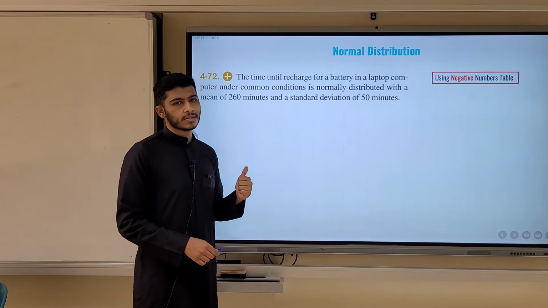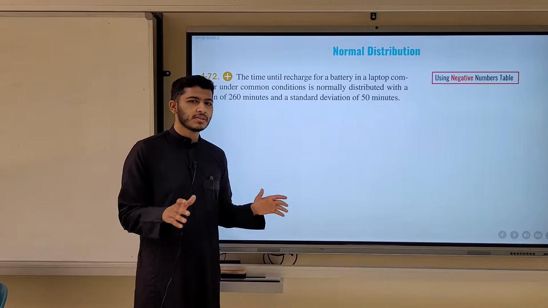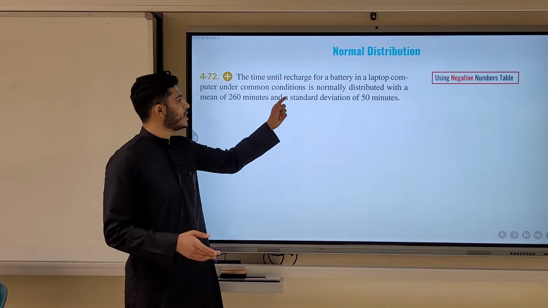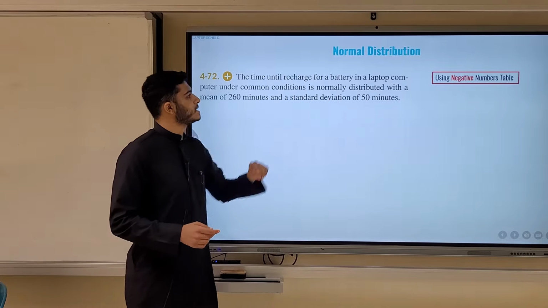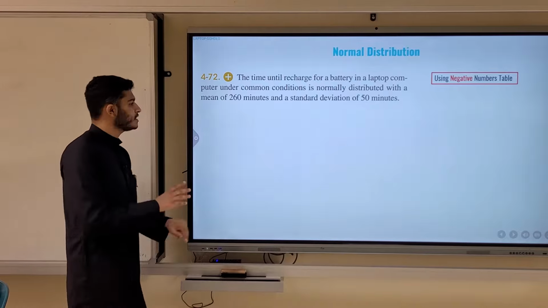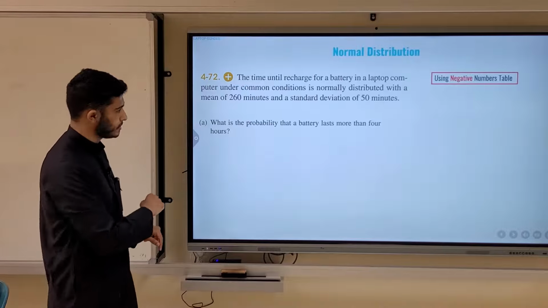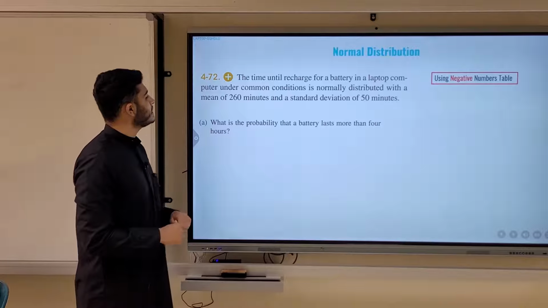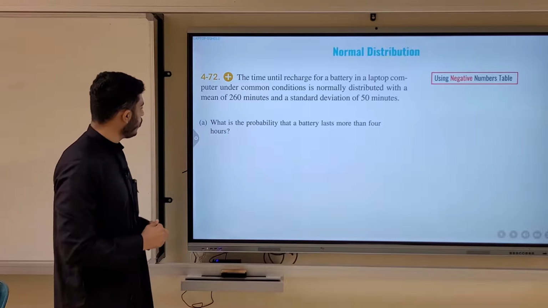We're always going to see this in normal distribution, or at least I have not seen a normal distribution question that did not put this statement as clearly as it is here. So let's see the first part of the question. Of course, we're going to use the negative numbers table here. What is the probability that a battery lasts more than 4 hours?